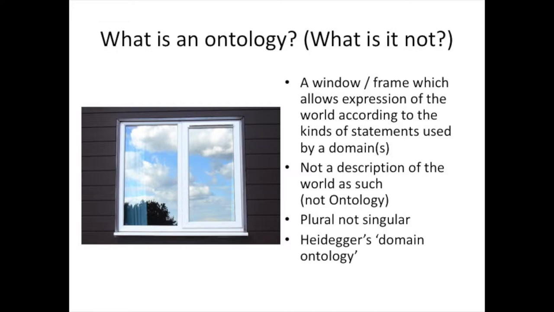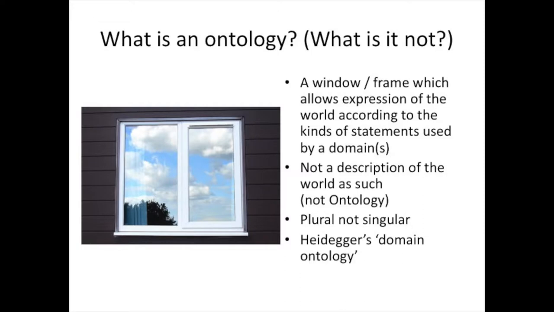What is an ontology? You could say that an ontology is a window frame which allows the expression of the kinds of statements that some domain experts make about some part of the world. So a formal ontology isn't an ontology with a capital O as in the tradition of philosophy. A formal ontology isn't trying to give you the one description of the world as it must be in its really real reality.